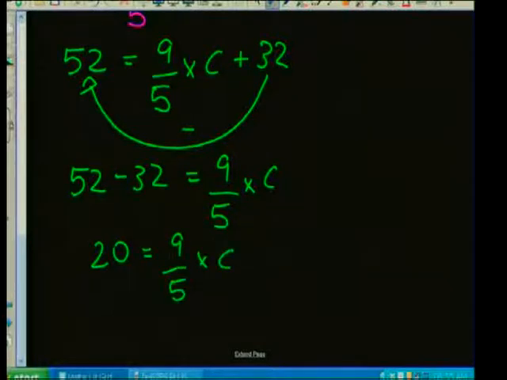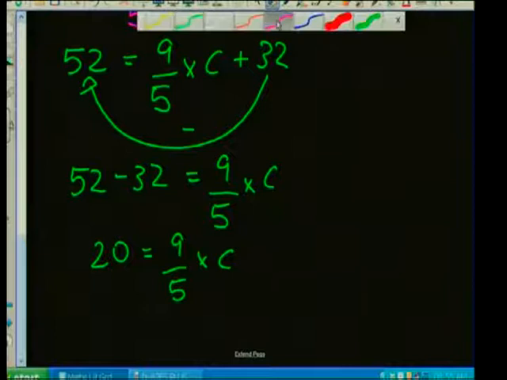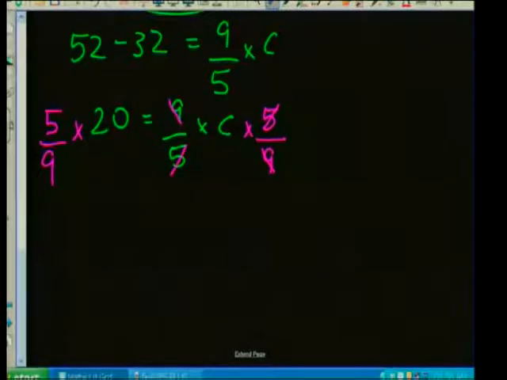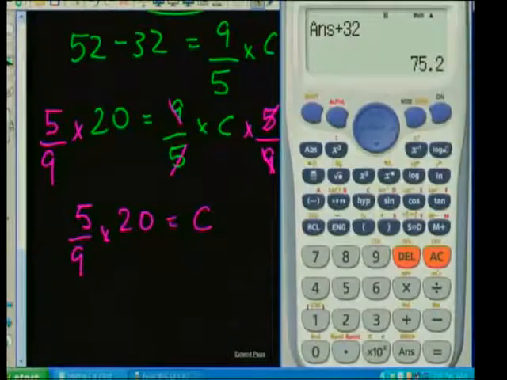And now I need to get C on its own, so I'm going to do the reverse of what's here. So let's get another color, and I'm going to times this by 5, because then those cancel. And I'm going to divide by 9, because then those cancel, and I'm left with just C. But what I do to the one side, I need to do to the other. So I'm going to say 5 over 9. Let's get our calculator. So now we end up with C on its own. Can we see that we've got 5 over 9 times 20 is equal to C. Everything else disappeared.